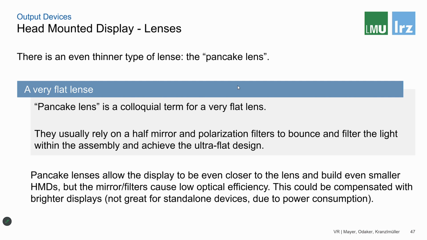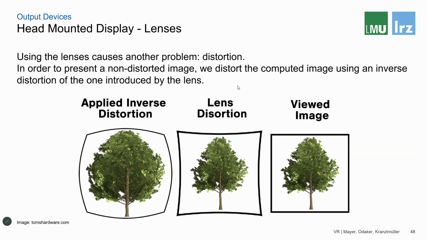So we've now chosen the lens. We need to talk about the effects of the lens on the image, because if you look at an image through a lens, usually you have distortion. And distortion means that we need to consider it when we render our image.